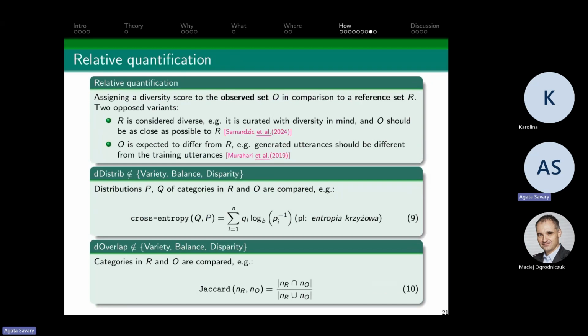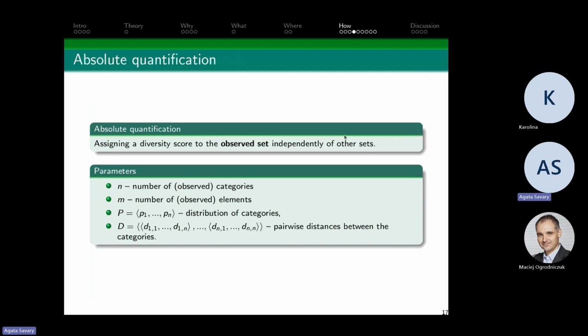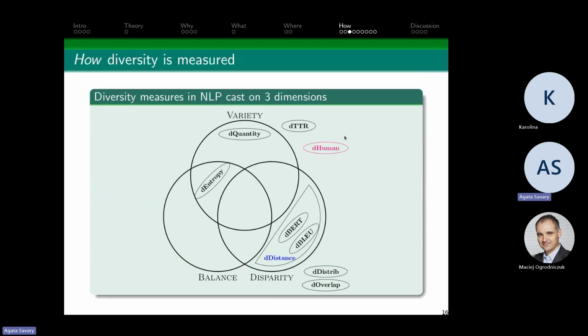So this was relative quantification, and the last example is introspective quantification. People think, oh, humans will know what is diverse. So what they do is they give them samples of text, and they either need to be ranked, so this one is more diverse than this one, or they are to be positioned on a scale from 1 to 5, for instance. We also put these measures outside of the Venn diagram because there is no evidence that humans will actually think about categories and elements to decide if something is diverse or not, right?